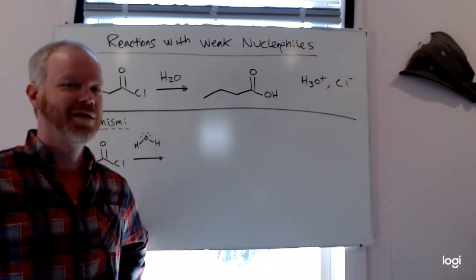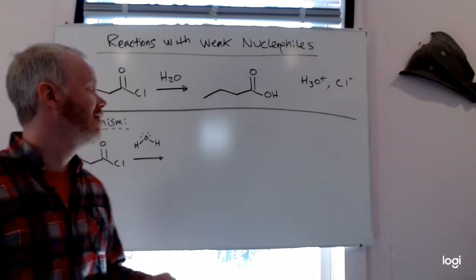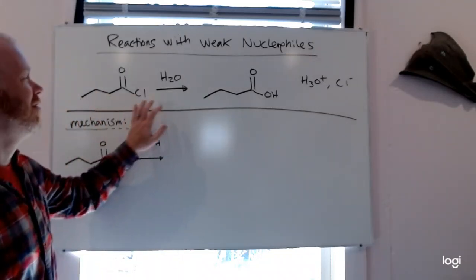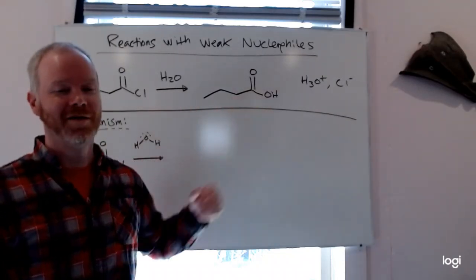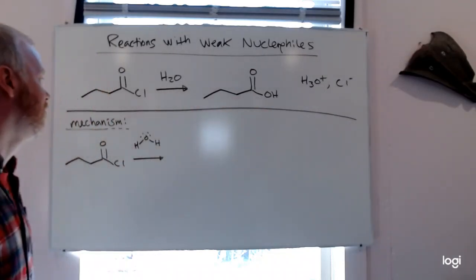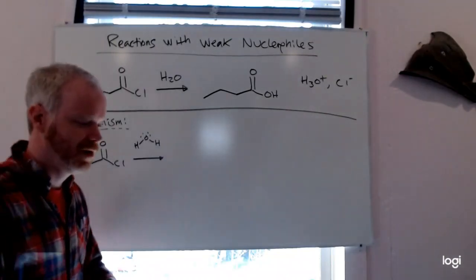Right, so let's look at a mechanism of reaction with water. So our acyl chlorides can react easily with the weak nucleophile water to make a carboxylic acid, so converting that functional group to a new one. And why does this happen in the first place?